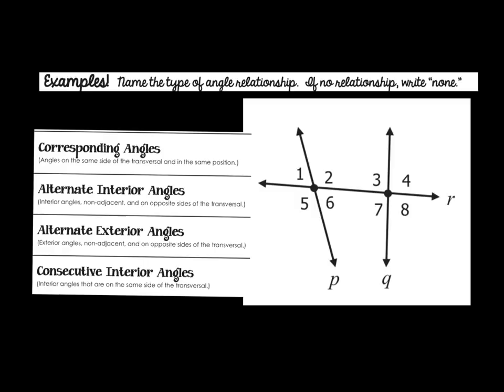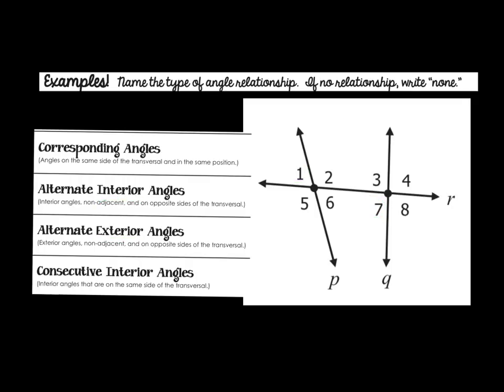Okay. How about 1 and 7? They're on alternating sides of the transversal. They're not both interior. They're not both exterior. 1 and 7 are simply a none relationship. There is no word that describes their angle relationship.